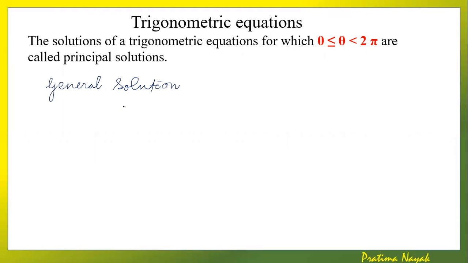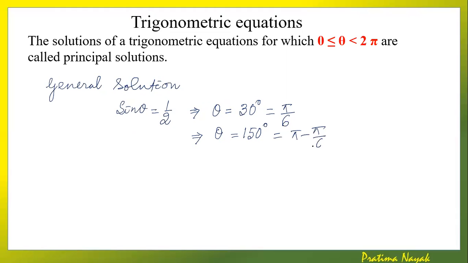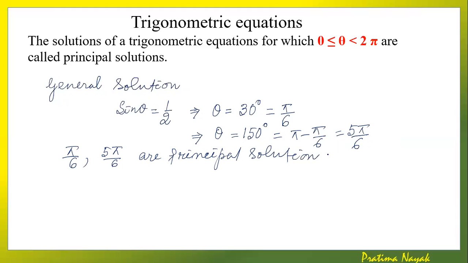For example, you know that if sin theta is equal to half, as we discussed now, this gives you the value theta is equal to 30 degrees, or I'll write pi by 6. Similarly, again, sin theta is equal to half, theta can be 150 degrees also, or this will be pi minus pi by 6. In the second quadrant also it is positive, so 5 pi by 6. So pi by 6 and 5 pi by 6 are the principal solutions of your trigonometric equation sin theta is equal to half, because these two values lie between 0 to 2 pi.